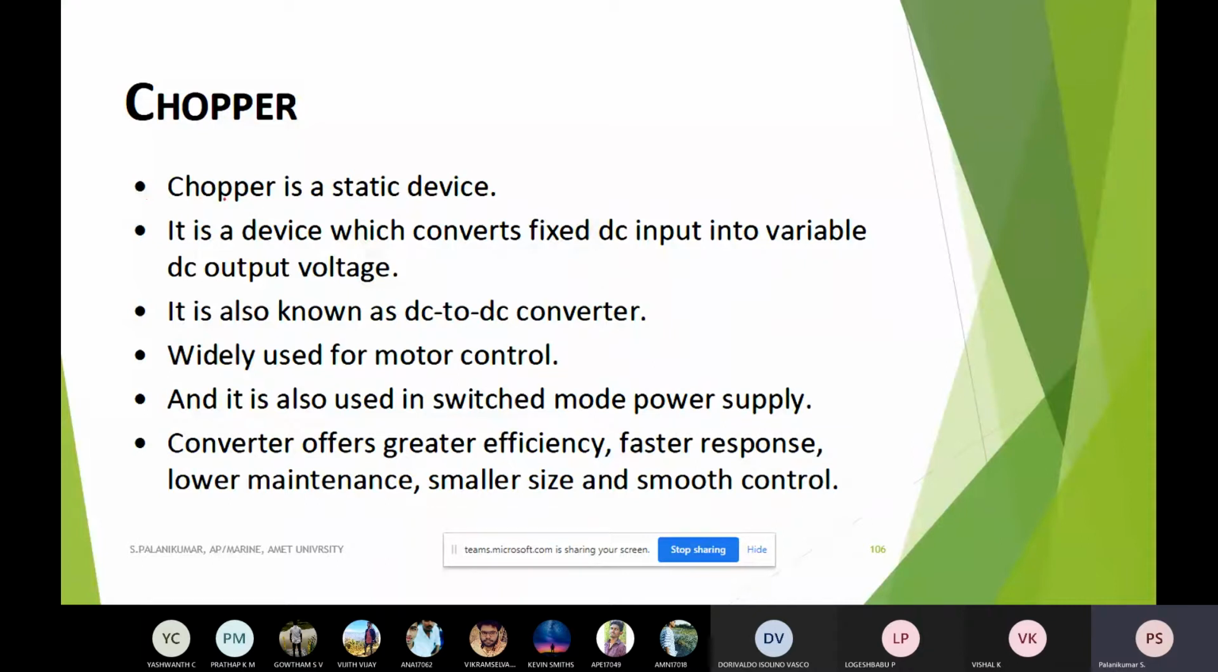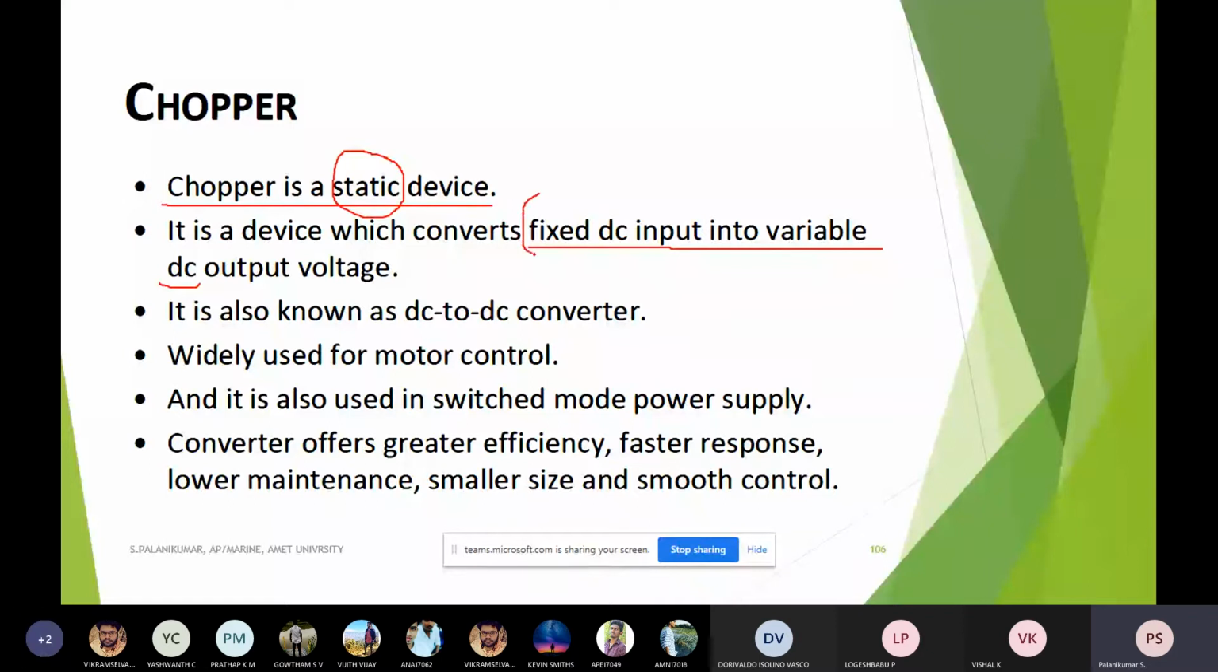It is controlled by the flow of electrons. Using a barrier potential, conduction will be stopped whenever we trigger it, and automatically, whenever it is forward biased, it starts conducting. All these are controlled electronically, so it is a static device. Very important point: there is no mechanical movement of the devices. The second important point is that it controls fixed DC to variable DC.